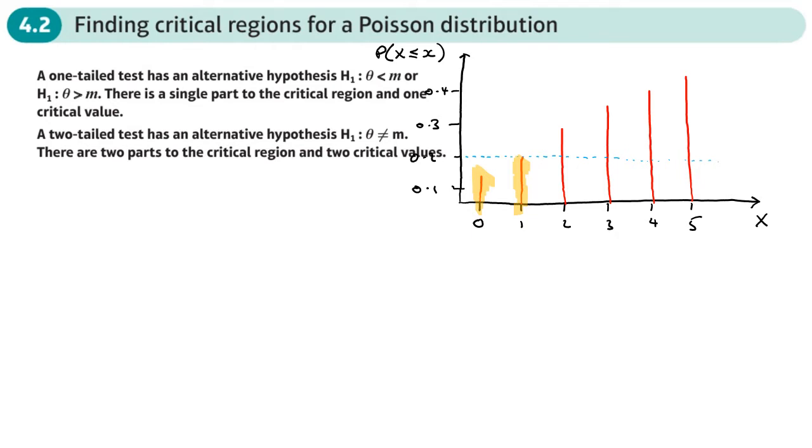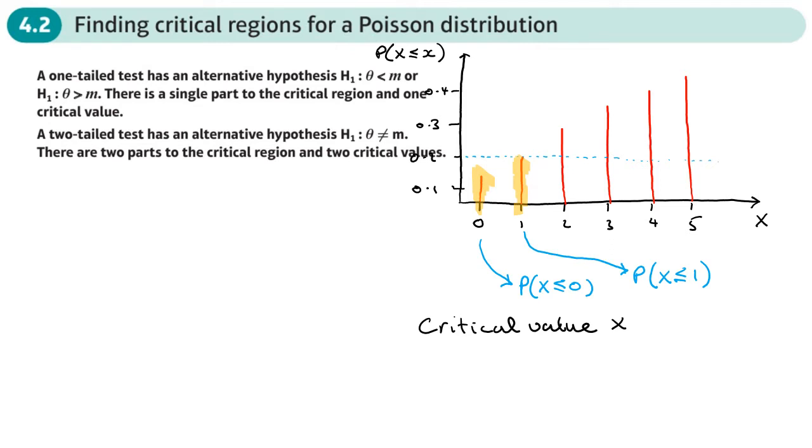So this would be the probability of x less than or equal to 0. And here this would be the probability of x less than or equal to 1. So my critical value, and this is for a lower tail, would be x equals 1. What does that mean? Below 1, I would reject H0. Above 1, an observed value of 1, I would accept H0. That's a critical value.